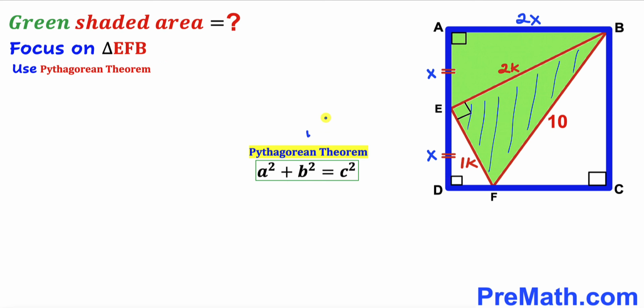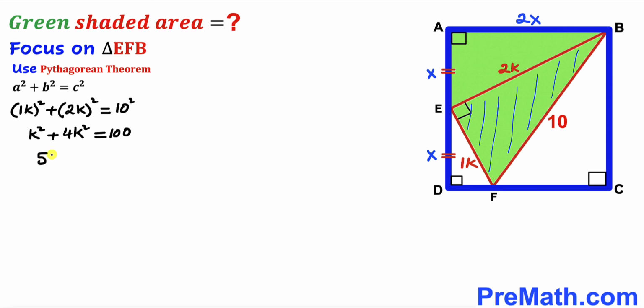And here's our Pythagorean theorem, a square plus b square equal to c square. And in our case, our hypotenuse is 10, whereas our two other legs are 1k and 2k. Let's go ahead and fill in the blanks in this Pythagorean formula. So we get 1 times k square plus 2 times k square equals 10 square.